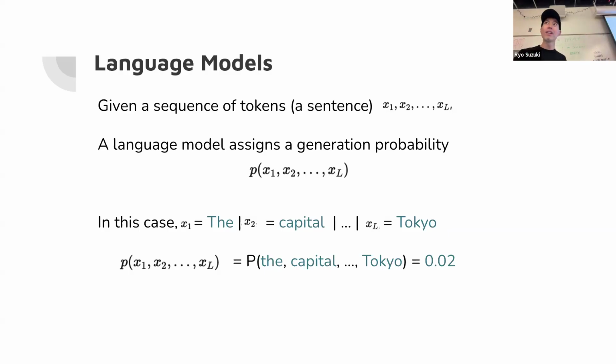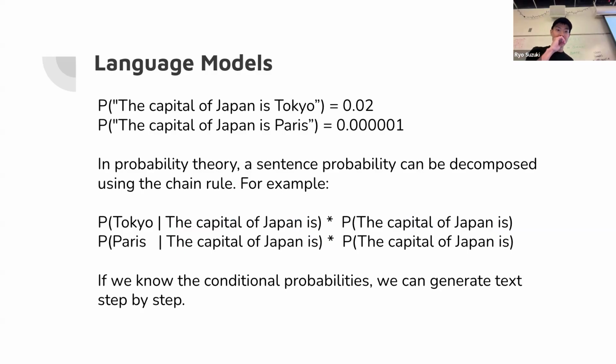In general, in probability theory, sentence probability can also be decomposed into one sentence and then the word next to the sentence. So, for example, right now this is a sentence. But what you want to do is not only consider Tokyo or Paris, but maybe 1,000 words, and then work out which word is going to be most likely.